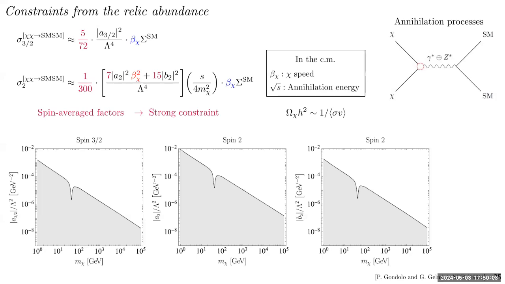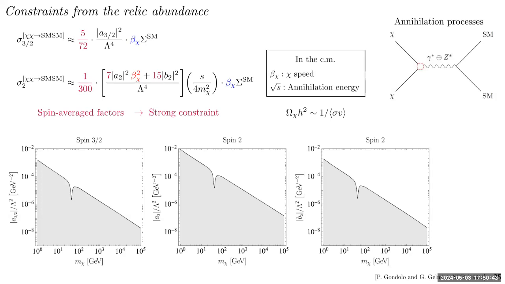As far as I understand, the presence of the velocity suppression is because of the parity property. If there is an orbital angular momentum, it changes the parity. So the parity property is directly related to the velocity suppression. Yes, that's what I understand.